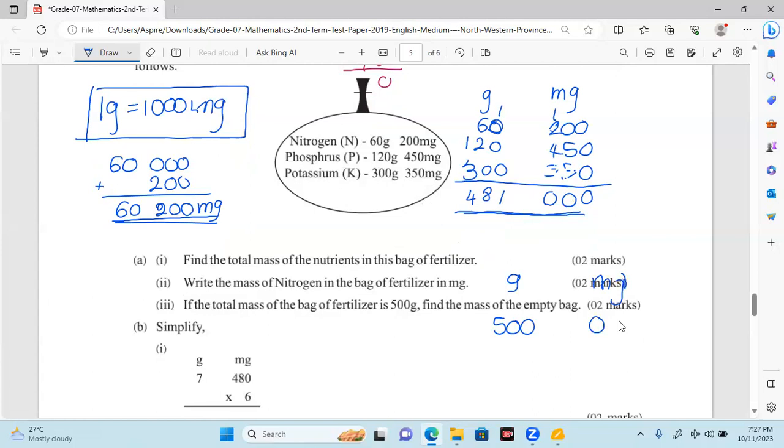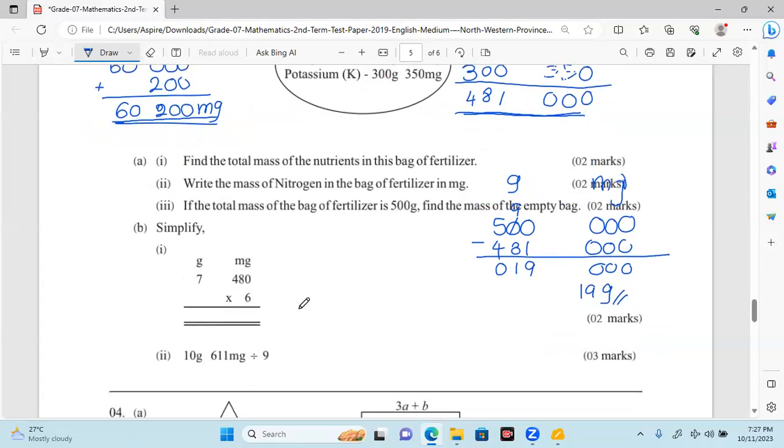Then 3 zeros. Then subtract 481 gram and 0 milligrams. 0 milligrams. Then we can't subtract 1 by 0. So take 1 to this side. Then it is 1 subtract by 10. It is 9. Then here it is remaining 9. 8 subtract by 9. It is 1. Then here it's remaining 4. So 4 subtract 4. It is 0. It is 19 gram. Okay, 19 gram.